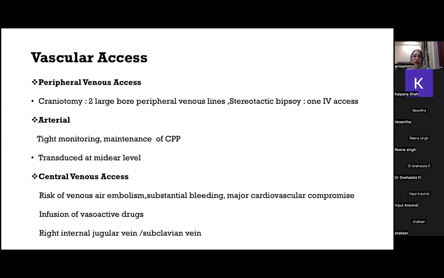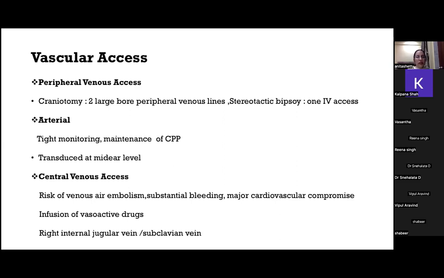If it's a craniotomy, it's preferable to take 2 large bore peripheral venous lines. For stereotactic biopsy, 1 IV access is enough. It's important to take an arterial line for tight monitoring of the blood pressure, maintenance of cerebral perfusion pressure, and for arterial blood gas analysis. In the arterial line, the transducer should be placed at the mid-ear level.